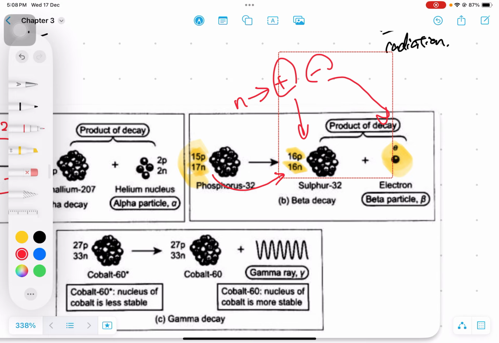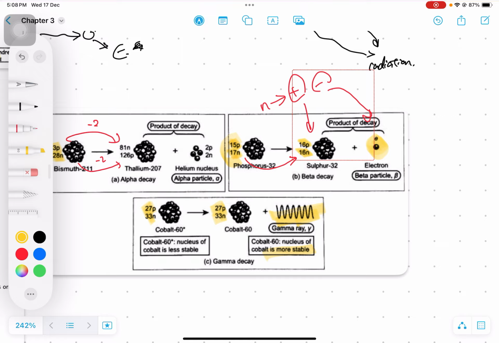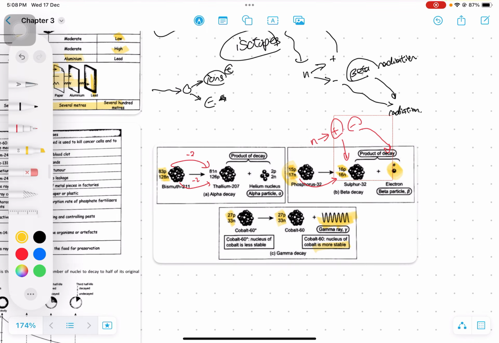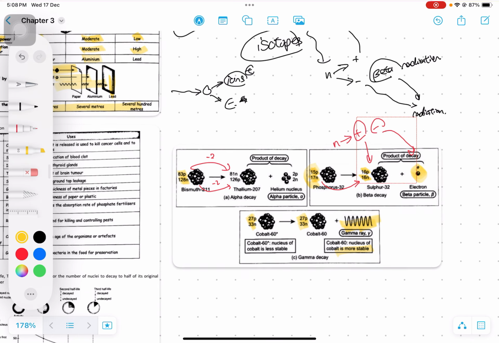Okay, and gamma has no change at all. Gamma is no change, 27 and 33, just energy comes out. When energy comes out, it becomes much more stable, because the nucleus is very excited, so when the energy comes out, it becomes more stable. Okay, so this is it.